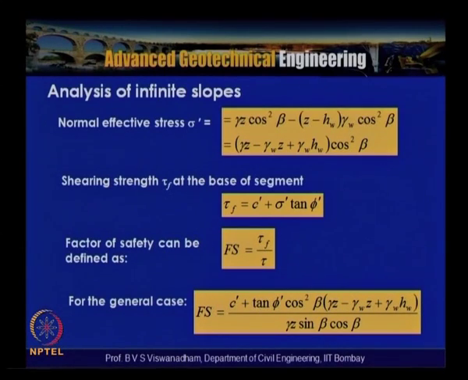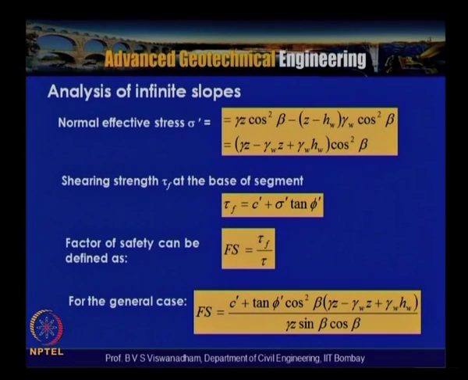Now, the shear strength of the soil along the failure surface, tau f, at the base of the segment, is the resistance offered by the material at the interface of the soil above the block, the failure surface, and the soil below the failure surface. So, tau f is equal to C dash plus sigma dash tan phi dash. The factor of safety can be defined as tau f, the shear strength available, to the shear stress which is induced.